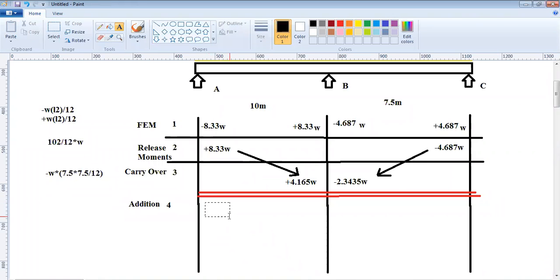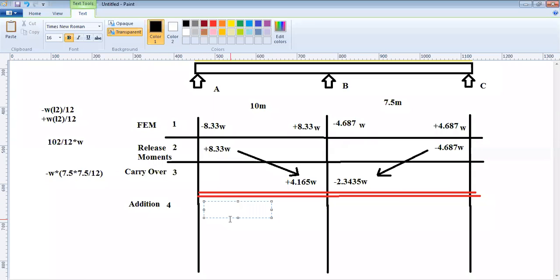Now, what is the moment here now? Adding up minus 8.33 W plus 8.33 W, adding this and adding this one, will give you 0. What's the moment at end C? Again, plus 4.687 W minus 4.687 W will be 0. Now, what's the moment here, just on the left hand side of support B?